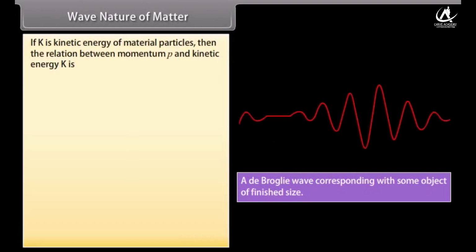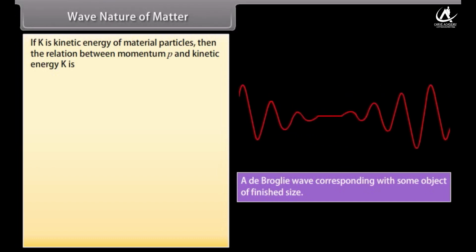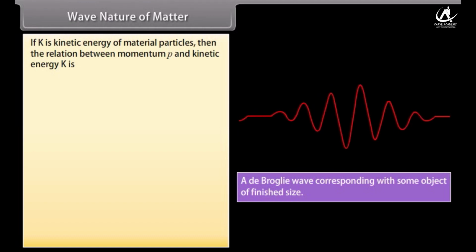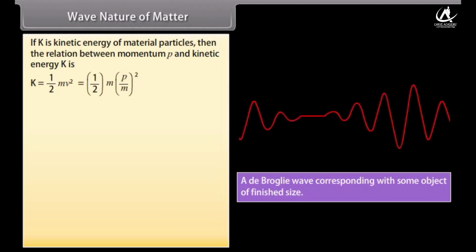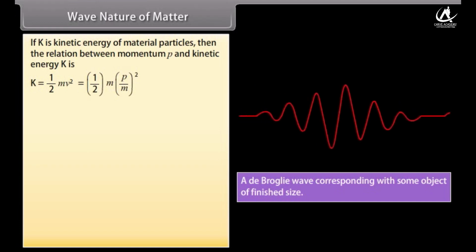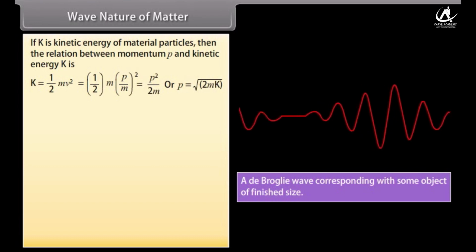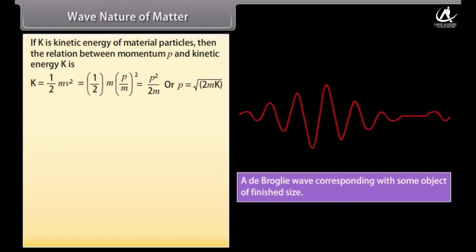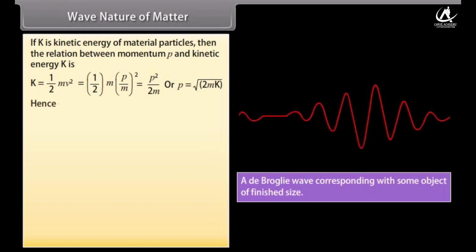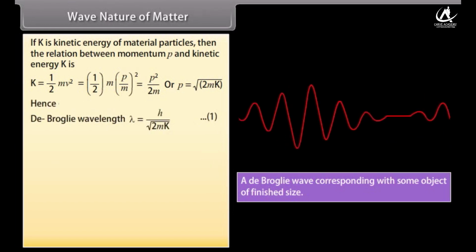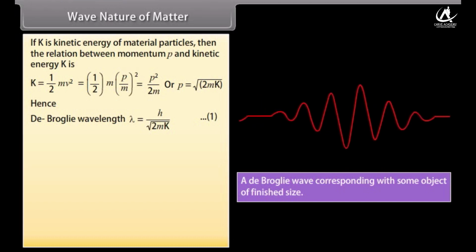If K is the kinetic energy of material particles, then the relation between momentum p and kinetic energy K is K = 1/2 mv² = 1/2 m (p/m)² = p²/2m, or p = √(2mK). Hence, the de Broglie wavelength λ = h/√(2mK). Name it as equation 1.